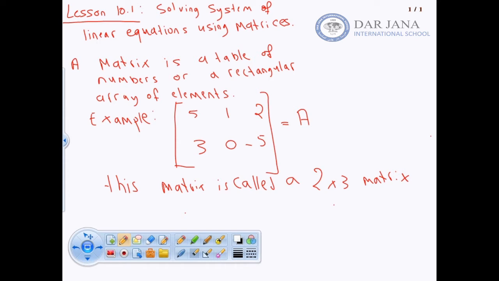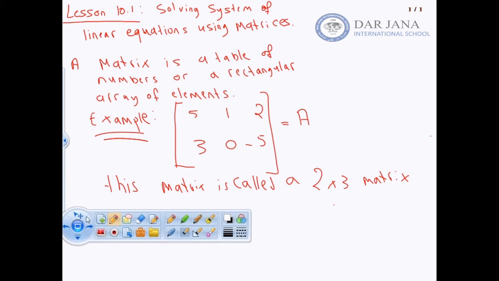What are matrices? We can simply say matrices is the plural of matrix, and a matrix is a table of numbers, a rectangular array of elements. For example, this is a matrix: 5, 1, 2, 3, 0, negative 5, and we denote it by the letter A. This matrix is called a 2 by 3 matrix. Why is it a 2 by 3 matrix?